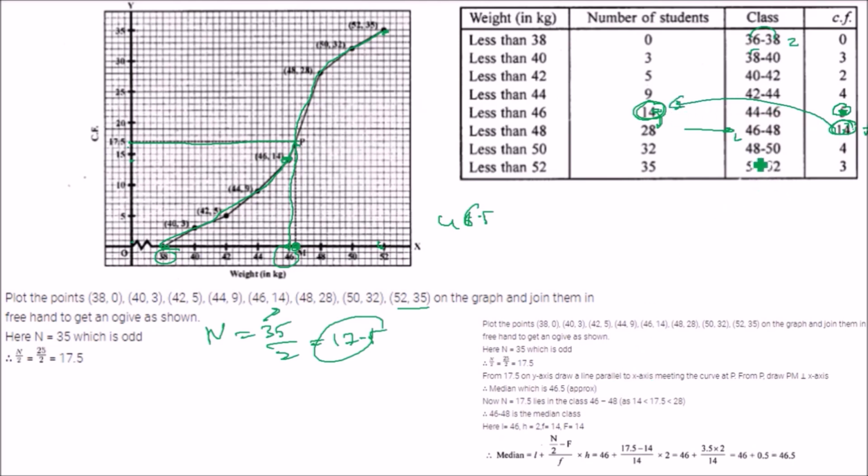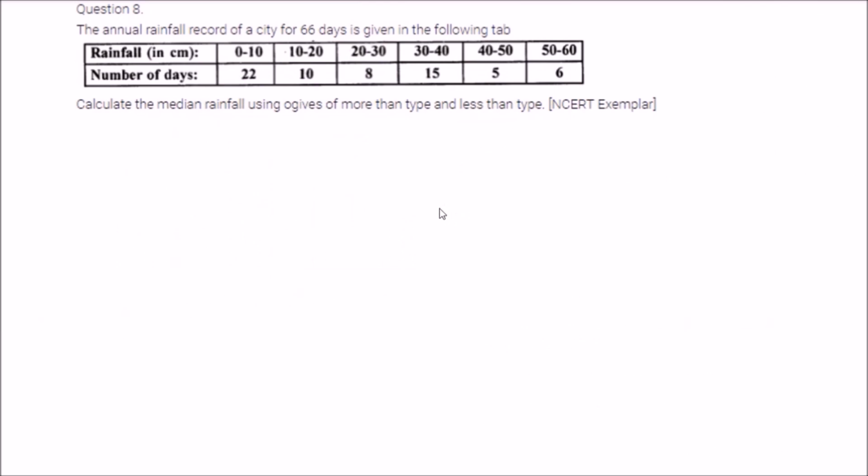That is, we'll use 46 as the lower limit, this as small f, this as capital F, put in here, h will be 2, and this will come as 46.5. So if you see 46.5 from the formula and 46.5 from the graph, they both are the same. This is how we verify them.